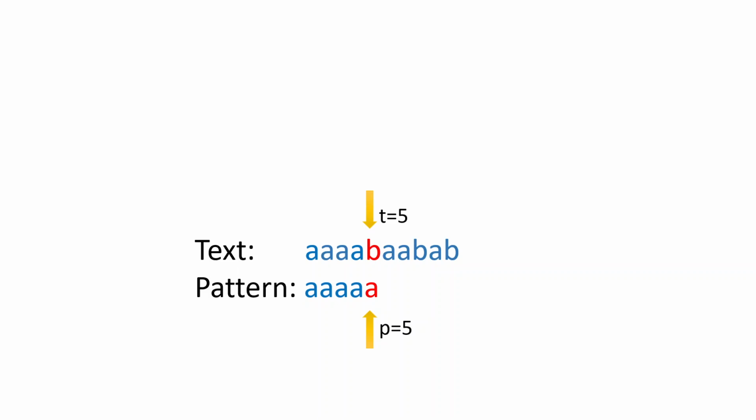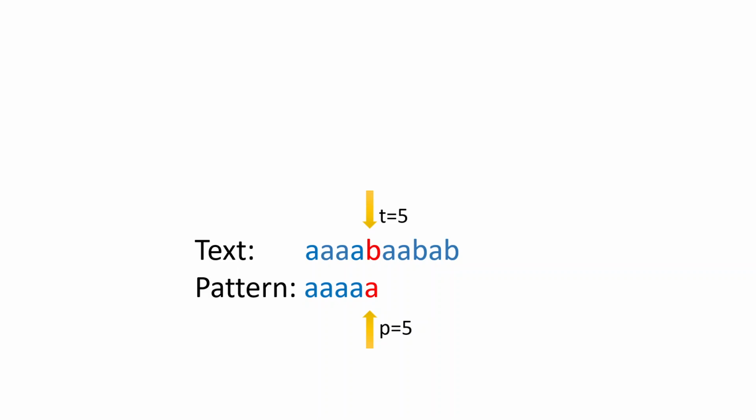But now, as you can see, there is a mismatch. The pattern character is A and the text character is B. So basically here our search failed. Now what should we do here? Let's think about the brute force approach first.